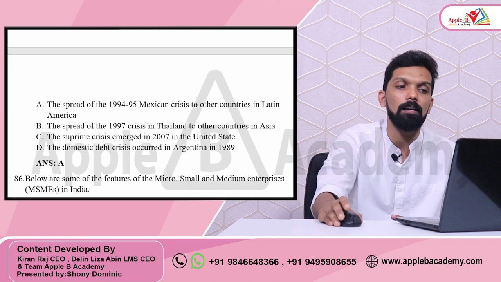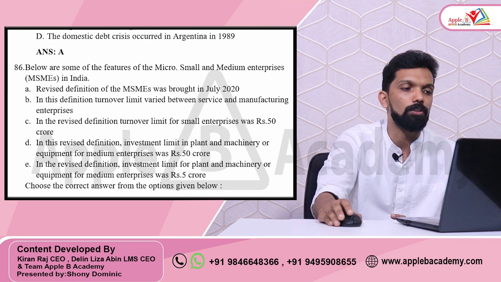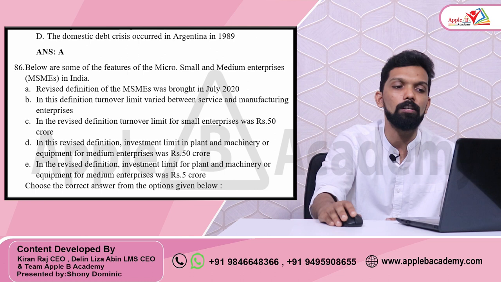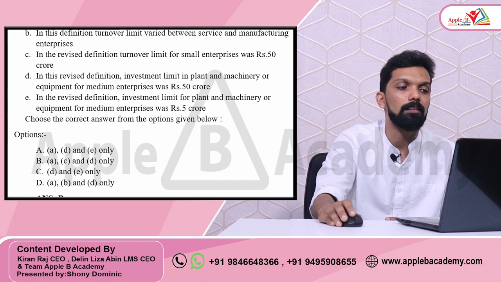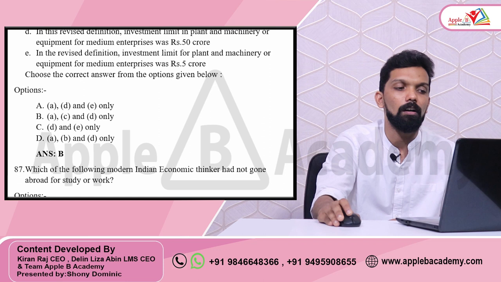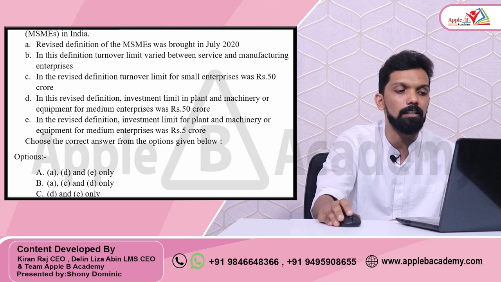So question number 86, below are some of the features of micro, small and medium enterprises in India. A, the revised definition of MSMEs was brought in July 2020. B, in the definition, the turnover limit varied between service and manufacturing sector enterprises. C, in the revised definition, the turnover limit for small enterprises was rupees 50 crores. D, in the revised definition, the investment limit in plant and machinery or equipment for medium enterprises was rupees 50 crores. E, in the revised definition, the investment limit for plant and machinery or equipment for small enterprises was 5 crores. Choose the correct answer from the options given below. So the right option is option B, which is A, C and D only.